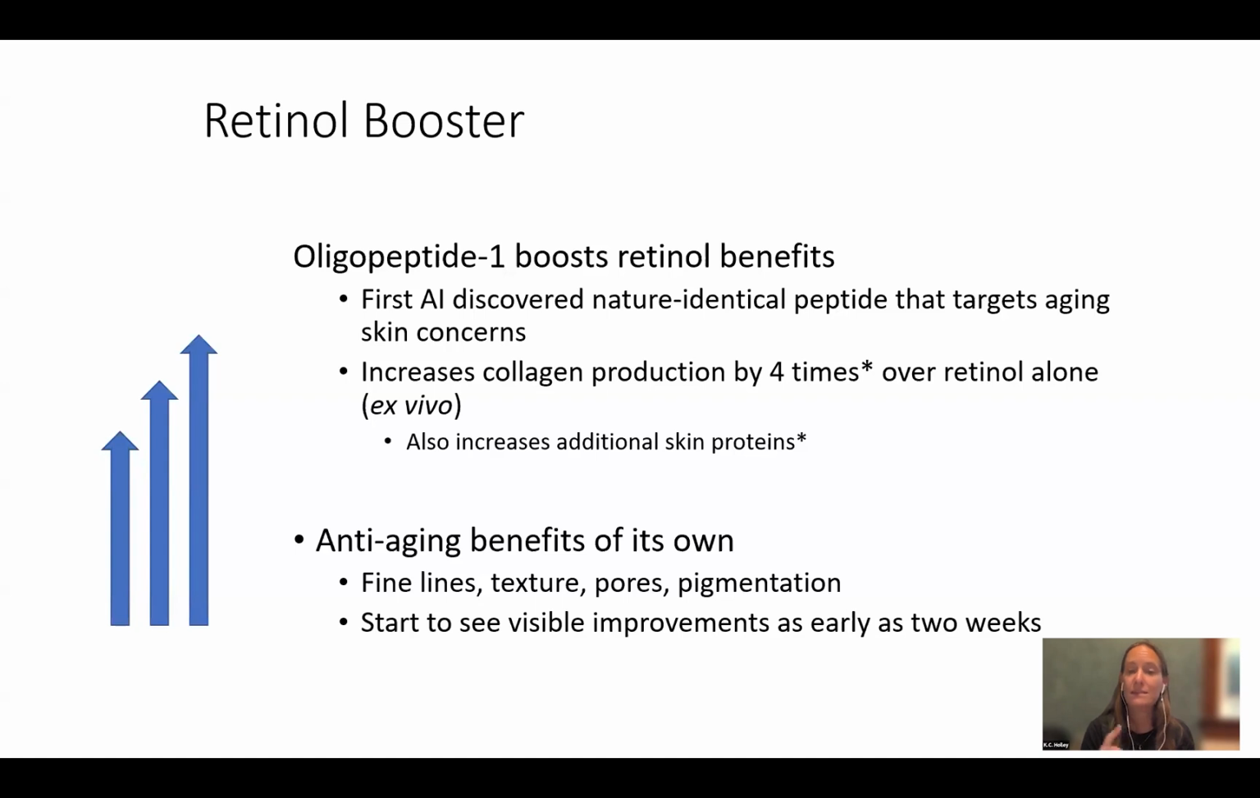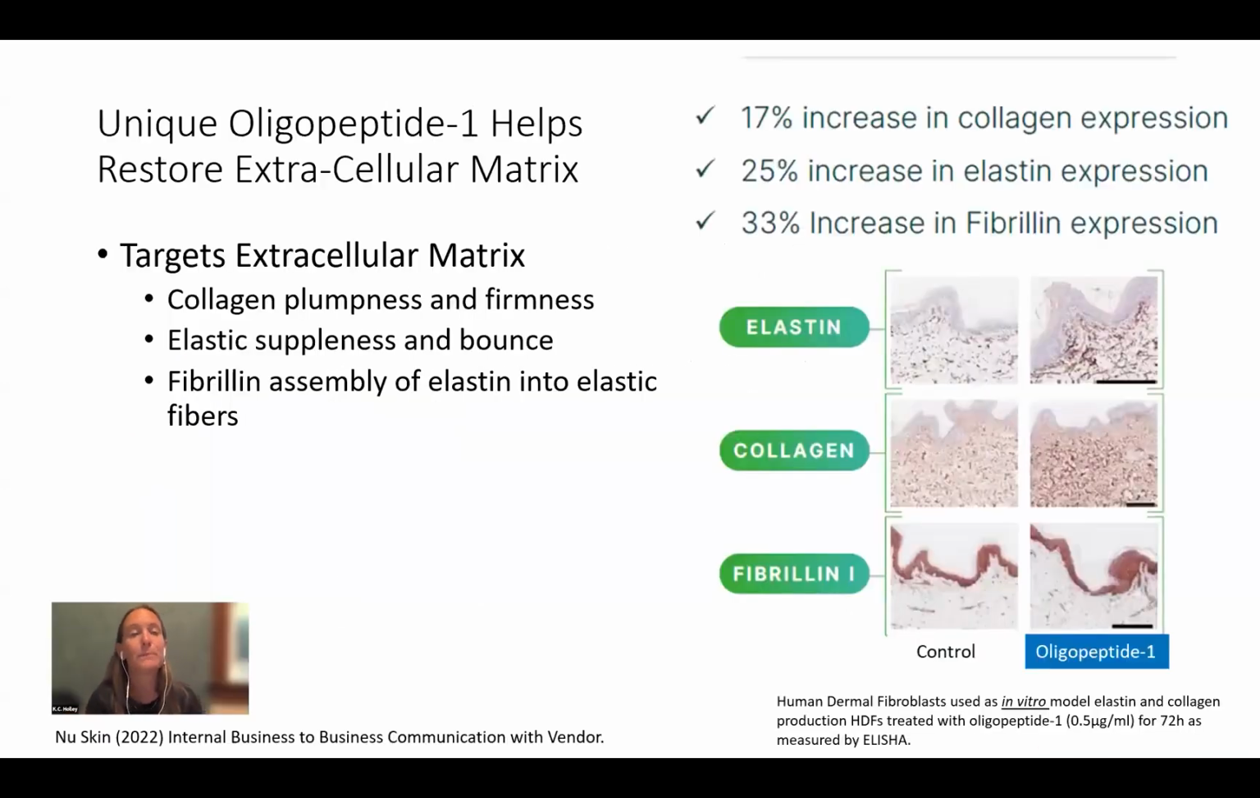But this oligopeptide 1 also has anti-aging benefits of its own. It can help with fine lines, texture, pores, and pigmentation, and you're able to see these results in as early as 2 weeks. So let's get into that just a little bit more.